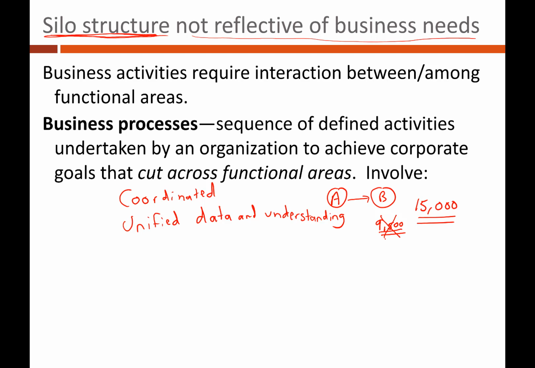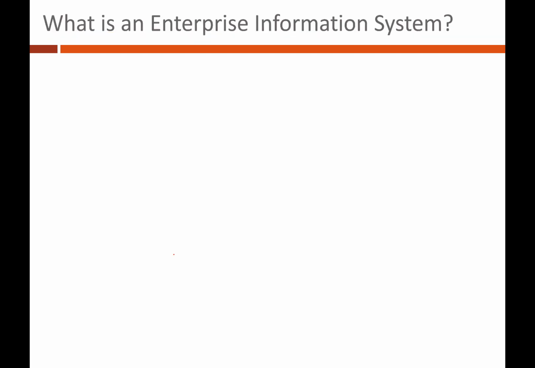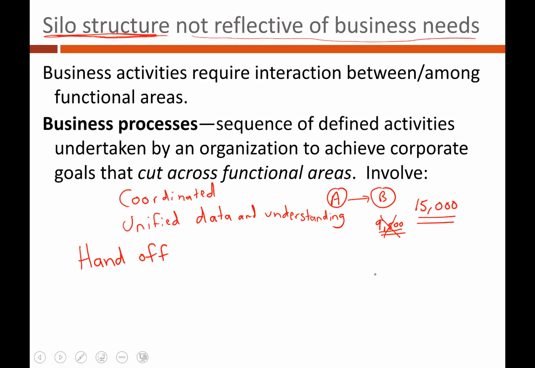Well, we can't have that happen in our business processes. We have to have coordinated processes. We have to have unified data and understanding. And so a key element in this is the concept of what is called a handoff, or we could call it a data handoff. And so very simply, we'll stick with the diagram I started here at the top.